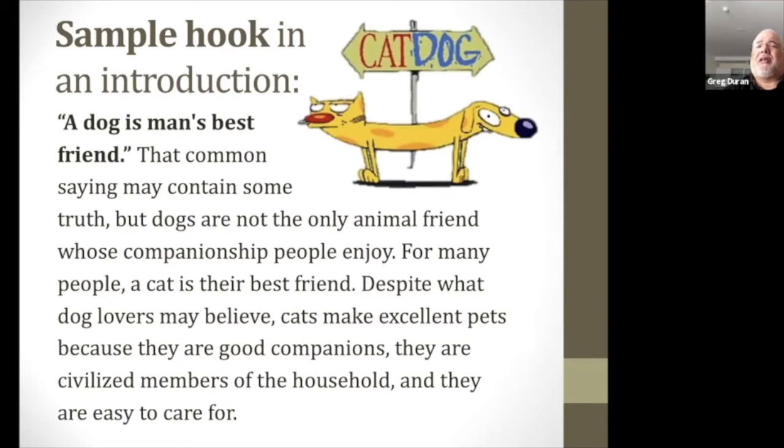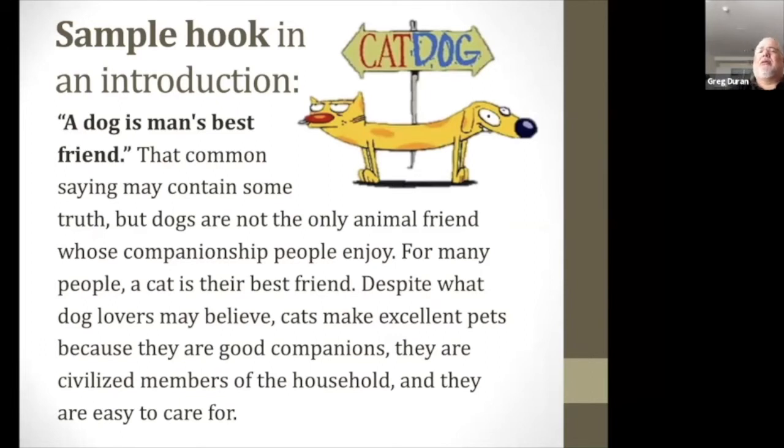That common saying may contain some truth, but dogs are not the only animal friend whose companionship people enjoy. For many people, a cat is their best friend. Despite what dog lovers may believe, cats make excellent pets because they are good companions, they are civilized members of the household, and they're easy to care for.